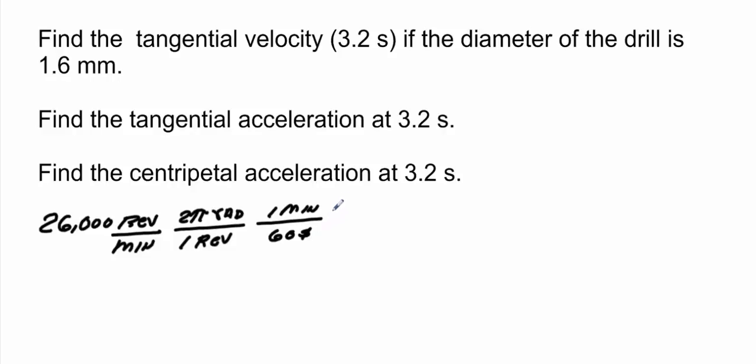We will do the math. And when we do that, we will get 2,722.7136, and that'll be radians per second. Okay, that value there, again, will be my angular velocity. All right, now what we want to do is go back to the problem.